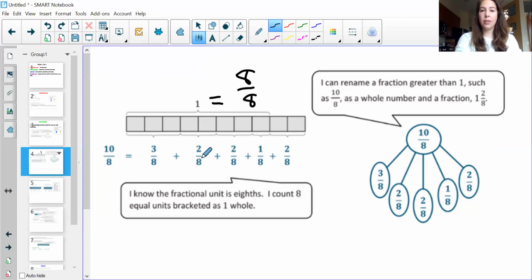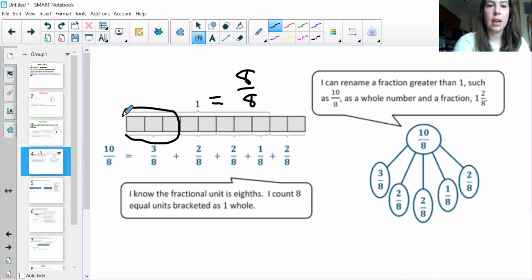Now, the way that they wrote their number sentences, the way that they decomposed, they used the brackets to figure that out. The brackets are these little arrows down here, the arrows that are right here. If you can't really see them, I'm going to circle them. So 10/8 is equal to 3/8. The reason they put 3/8 is because this bracket here shows 3/8. And then 2/8. Ooh, that circle got really wonky. I'm going to erase it.